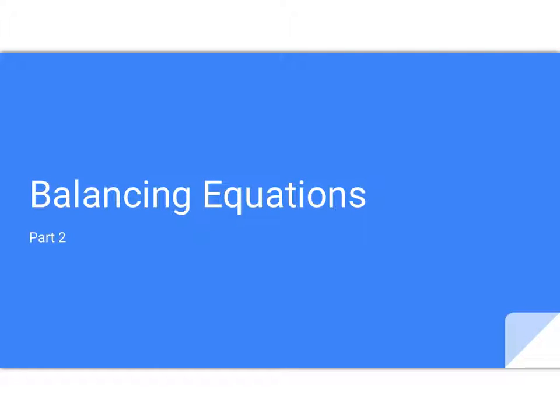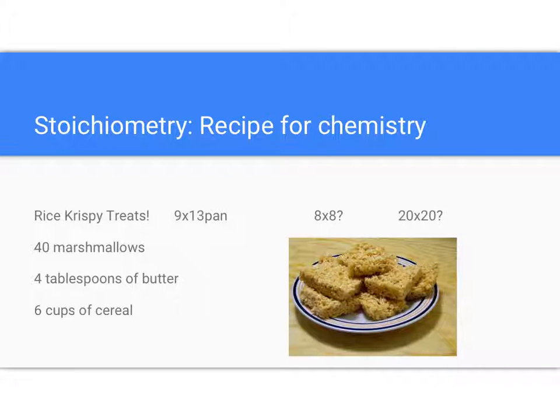All right, now we're going to take a look at a few more examples for balancing equations. Remember, balancing equations, the other word you might hear for it in high school is going to be stoichiometry, which is a crazy word. Essentially, it's kind of like a recipe for chemistry.